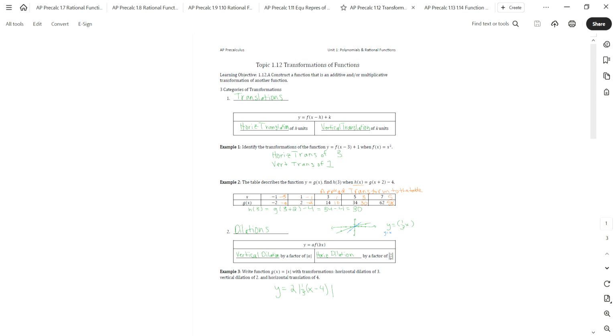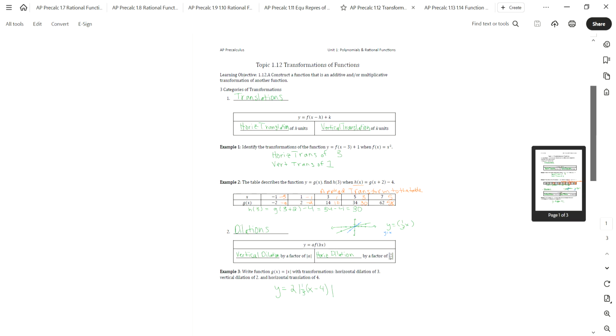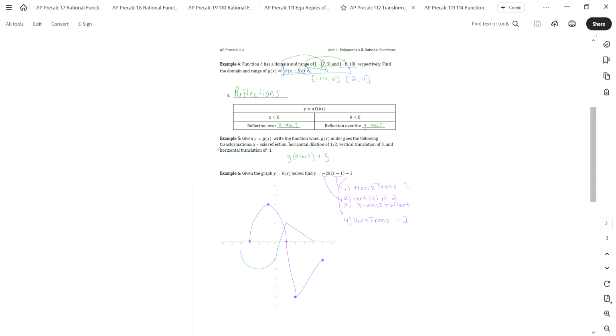So transformations, if you're going to see this on the AP exam, more than likely it's going to be a multiple choice question. In the free response, they're not asking you to construct a function based on transformations. So keep that in mind. But there are three transformations: translations, dilations, and reflections. So manipulating a function in different ways is going to be important.